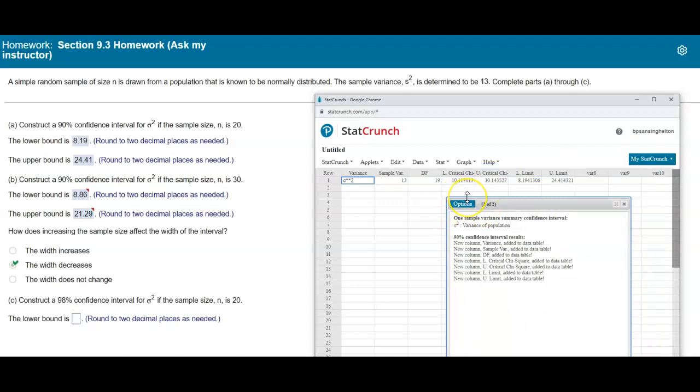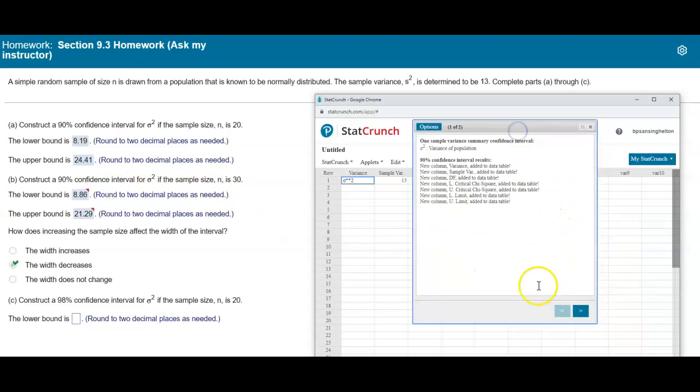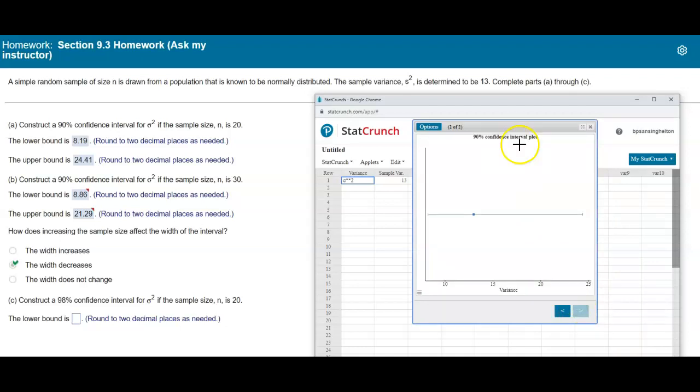We've got the chi-square value at each of the ends, the lower and upper, and then the lower limit of our confidence interval is our lower bound here. It's 8.19, and the upper limit is 24.41. We can also go ahead and look at what this looks like on our picture.